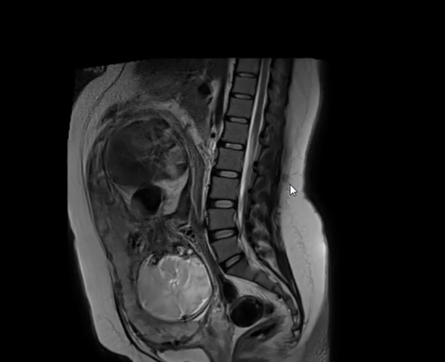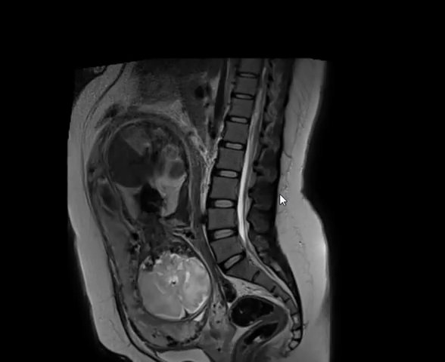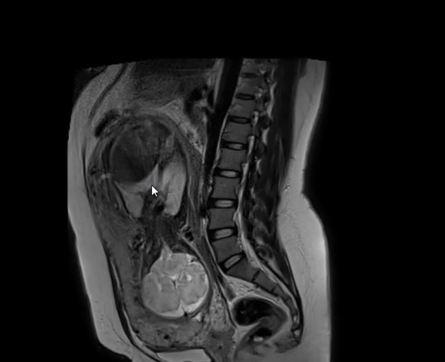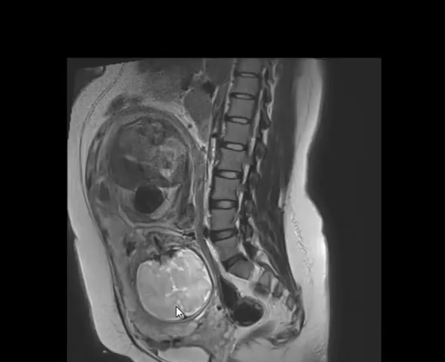The obstetric MRI, or MRI of the pregnant uterus, for example. Yes, gravid uterus. Sagittal T2 image without fat saturation. Amazing, good introduction, very nice. Showing cephalic presentation of the fetus.